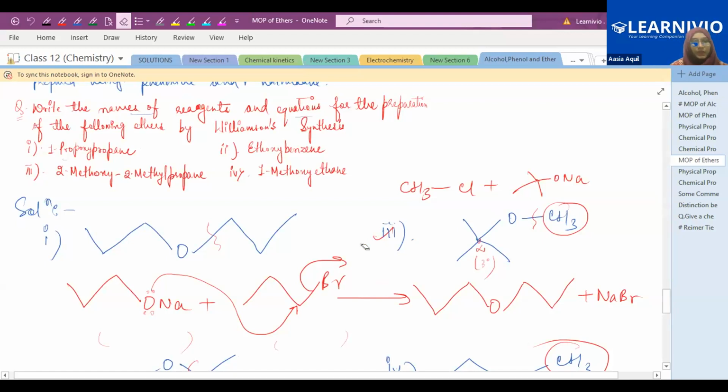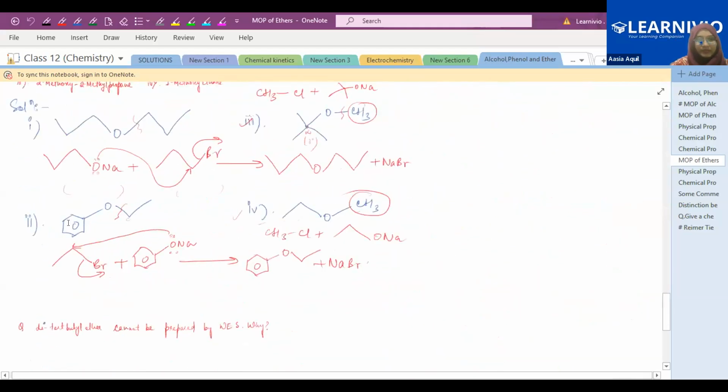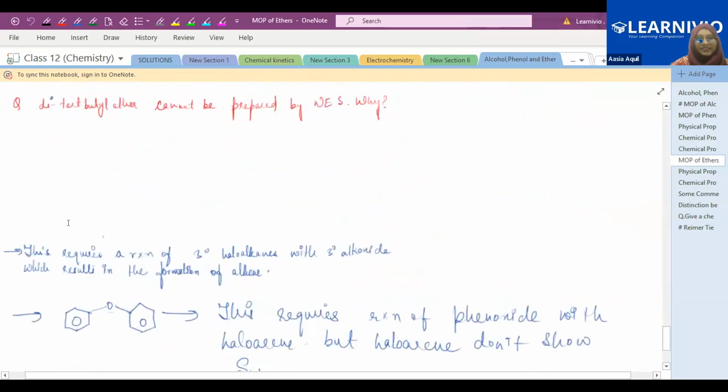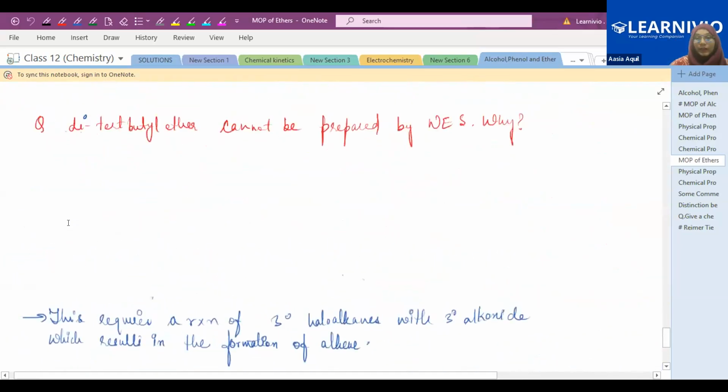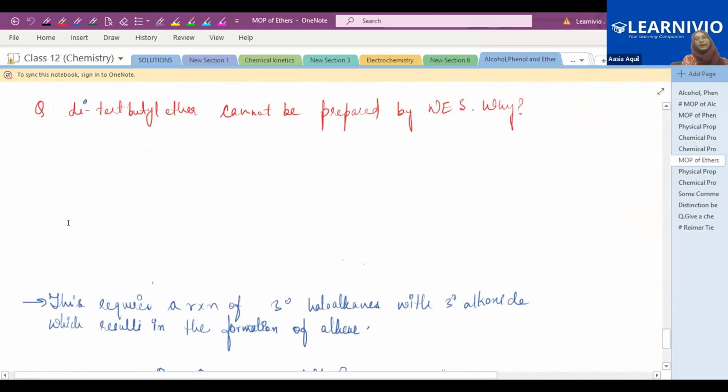Okay, is this question clear to you? I think I have already discussed how you will write down the reagent and how you will cleave the bond. Okay, so the next question is: ditert butyl ether cannot be prepared by Williamson ether synthesis. Why?